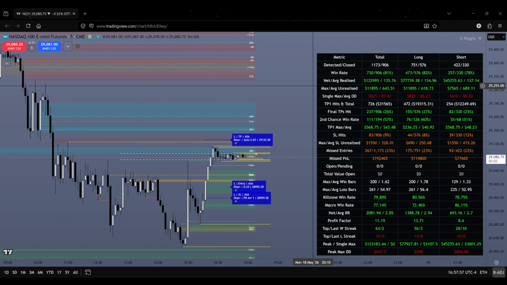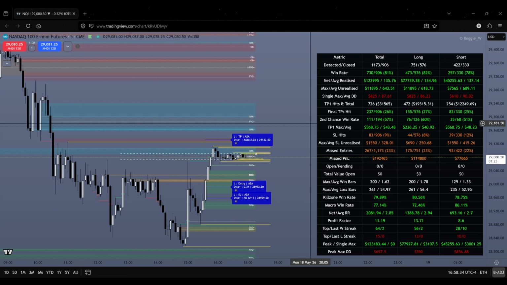Max and average unrealized is the biggest open profit ever held and the average across all your trades. Single max and average drawdown is the worst single trade loss and average drawdown per trade. Quite happy with that one at the minute. TP1 hits the total, so that's how many take profit one levels got hit, and the total P&L realized of those trades. Final TPs hit, not very high, could be higher.